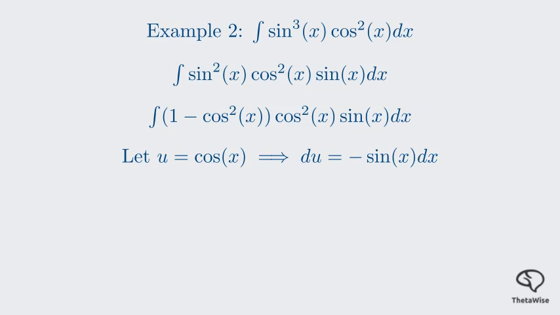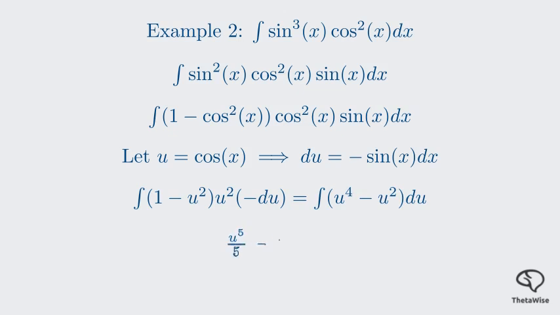Substituting u and du into the integral gives us a much simpler form. The integral becomes the integral of 1 minus u squared times negative du. Distributing the negative sign, we get the integral of u to the fourth minus u squared du. This is a simple power rule integral. Integrating gives us u to the fifth over 5 minus u cubed over 3 plus c.